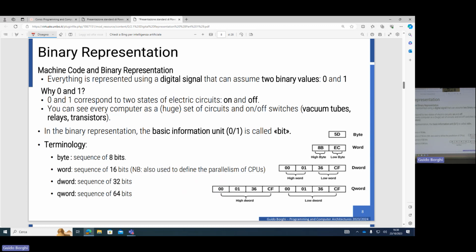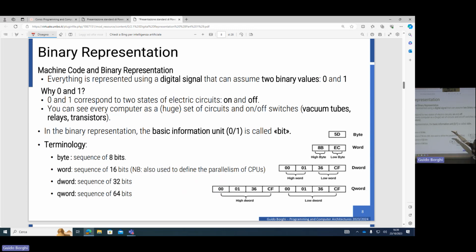Remember, first point, everything inside the computer is represented using digital signals, using a digital signal that can assume only two binary values, 0 and 1. Easy. Why 0 and 1? We also introduced this element in the previous slide, but we can repeat it here. 0 and 1 suit very well with electricity since they correspond to two states of electric circuits: 0, 1, on or off.